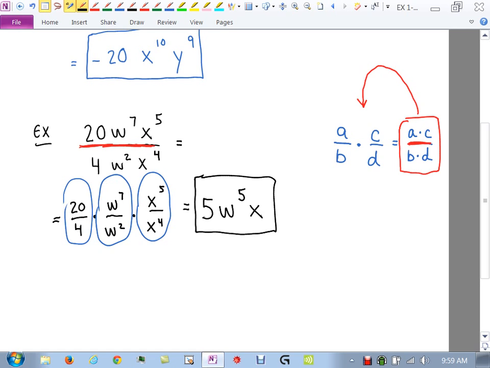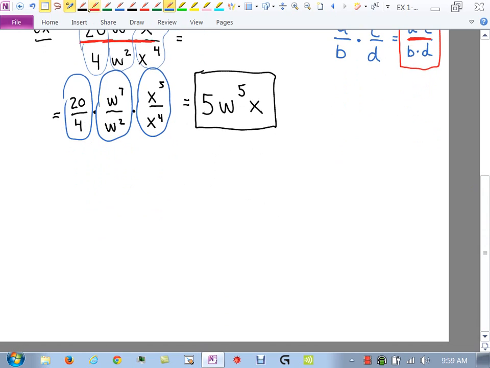Now, you do not have to split it up like I did, okay? If you want to do it all here, you can do it all there. If you want to just circle 20 over 4, do that, then do this, then do this, that is fine. I'm just trying to illustrate why we can do it using that property. Questions on that? That's going to finish off 5.1, and here's the homework assignment.